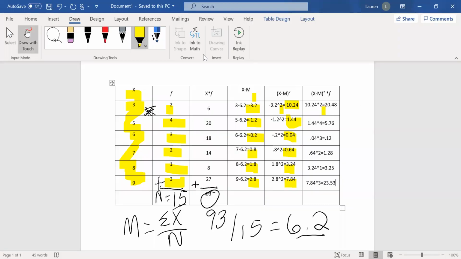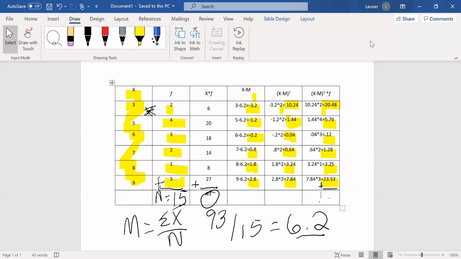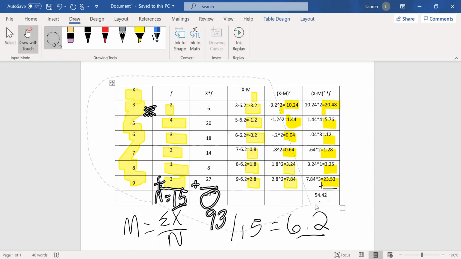Okay, and when I do that, I get the following results. So I get 20.48, 5.76, 0.12, 1.28, 3.25, and 23.53. And so now I need to sum all of these results together. So I need to add each of these values to get my total sum of squared deviations. And so when I add all these together, I get 54.42. So this is the sum of my squared deviations.